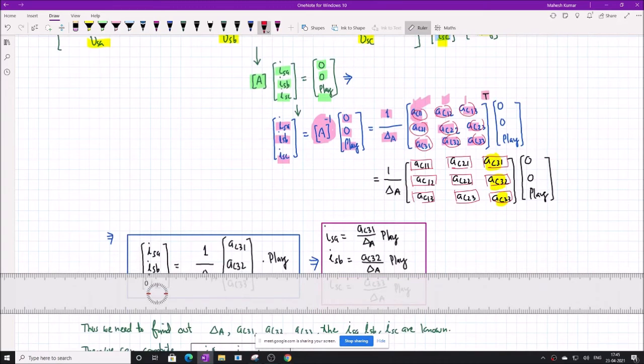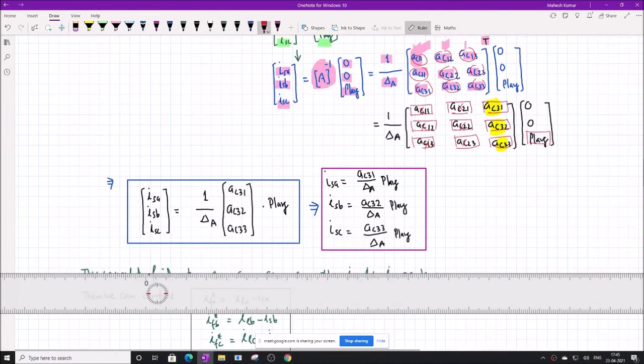If I multiply this matrix with 0, 0, PL average, you see that there is no effect of these terms because they are multiplied by 0. So for me, these cofactors don't matter. They are not required in computation because only AC31 will matter as it has to be multiplied by this term. So finally, ISA, ISB, ISC will be equal to 1 by determinant into AC31 into PL average.